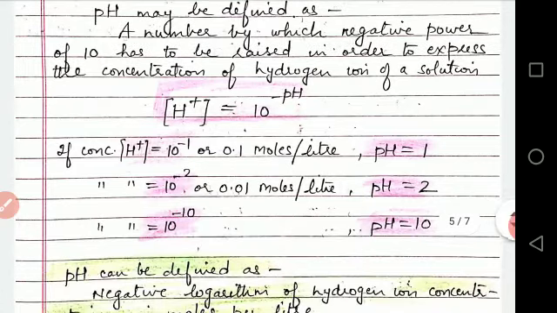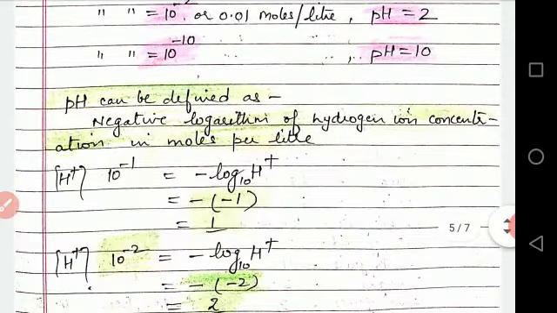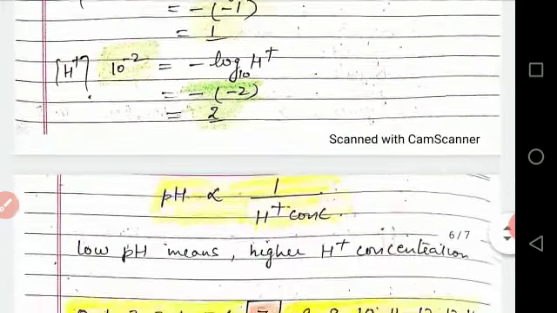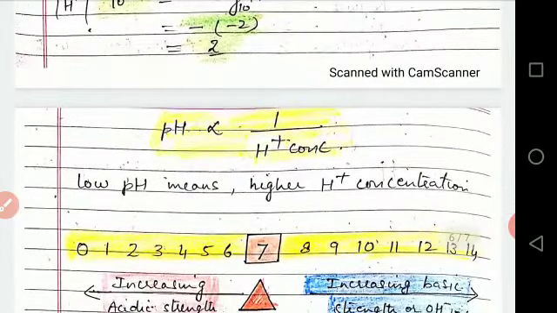If the concentration of any solution is 10 to the power minus 1, pH is 1. If it is 10 to the power minus 2, pH is 2. 10 to the power minus 10, pH is 10. So pH can be defined as the negative logarithm of hydrogen ion concentration in moles per liter. So pH is inversely proportional to hydrogen ion concentration. Means low pH means higher hydrogen ion concentration, and the reverse is also true. High pH means low hydrogen ion concentration.